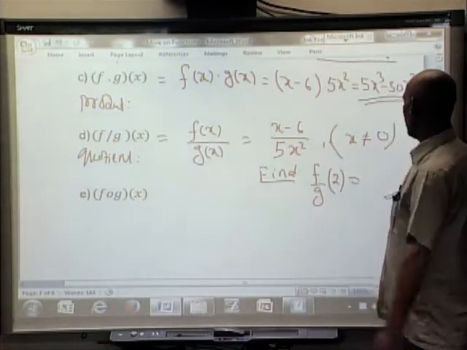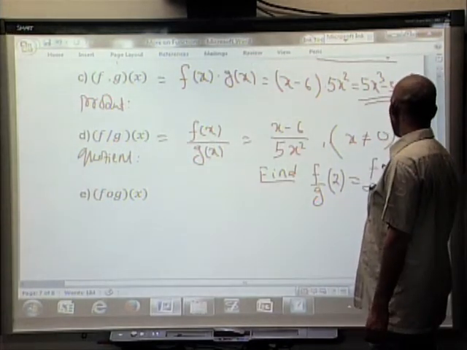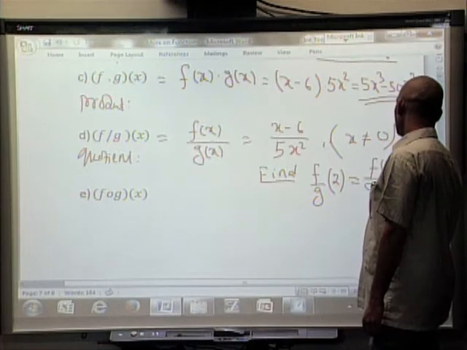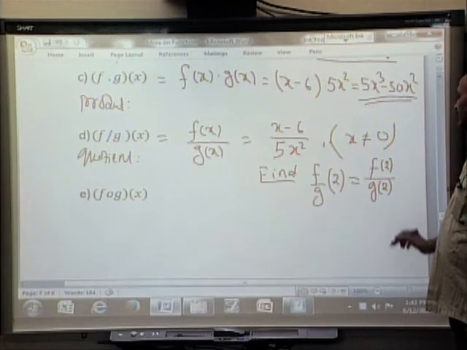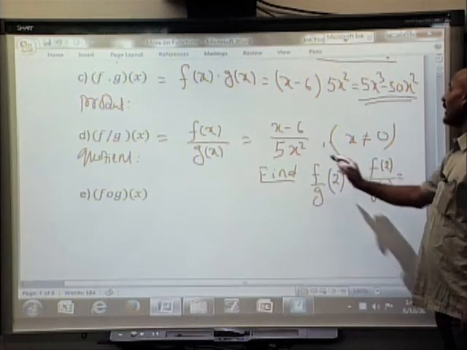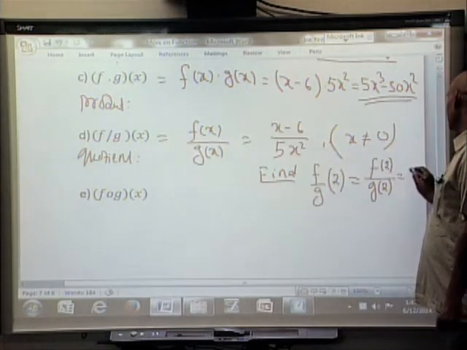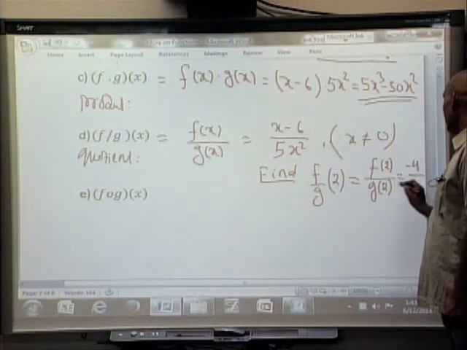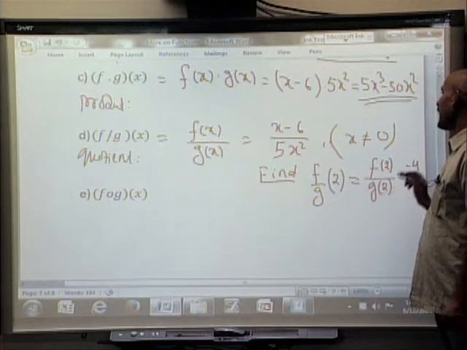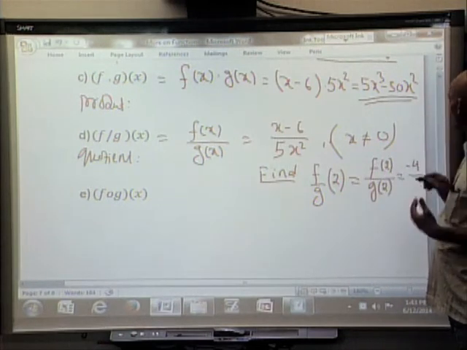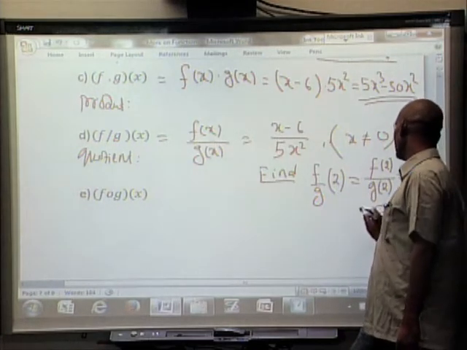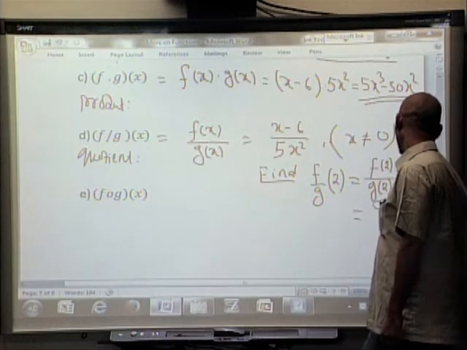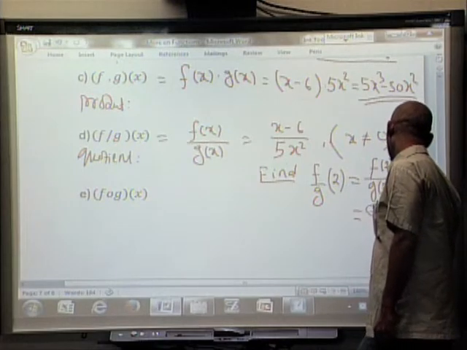One way. Another way is just find f of 2 and g of 2 individually and divide them. According to our formula, f of 2 is 2 minus 6, which is minus 4, and g of 2 is 5 times 2 squared, 2 squared is 4, so this is 20. So f divided by g of 2 is equal to negative 4 over 20, 4 cancels out, negative 1 over 5.